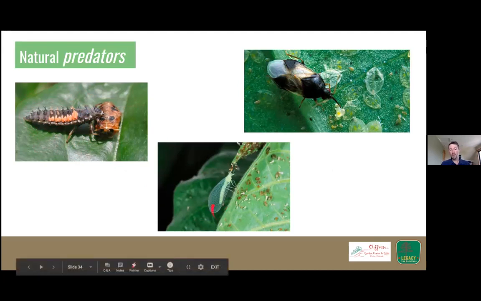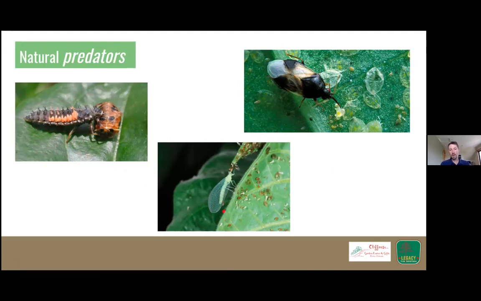This is a green lacewing, an elegant little guy that consumes lots of different hosts, but the larvae are predators as well. You can buy lacewings on the internet and let them loose in your garden. And this is a minute pirate bug. It has piercing, sucking mouthparts, so it goes after things like scales and aphids.